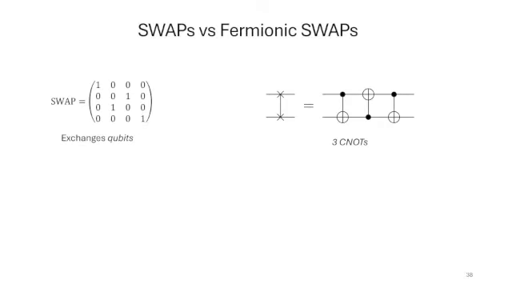How does transpilation usually work? One very useful gate is the swap gate that exchanges qubits. So this can be implemented using 3 CNOTs. And what it does is it changes which physical qubit represents which qubit in our circuit.